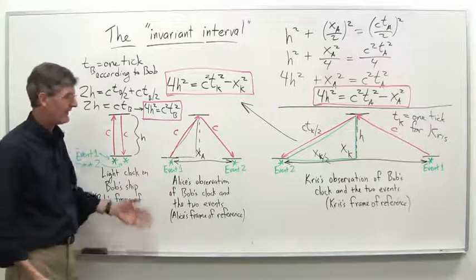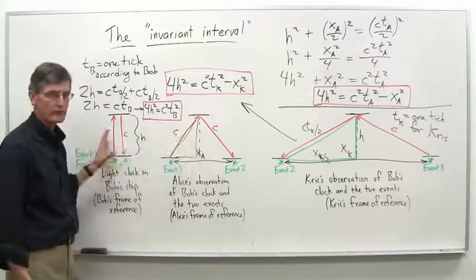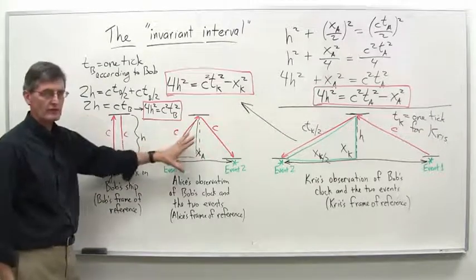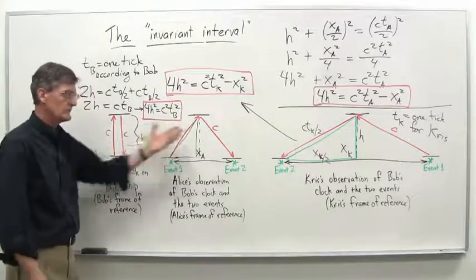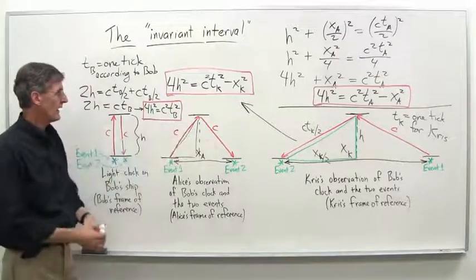Fancier way to say that: it does not change in all these frames of reference. All of them see H as the same thing. And therefore, 4h squared is clearly the same for all of them. And so what does that mean?